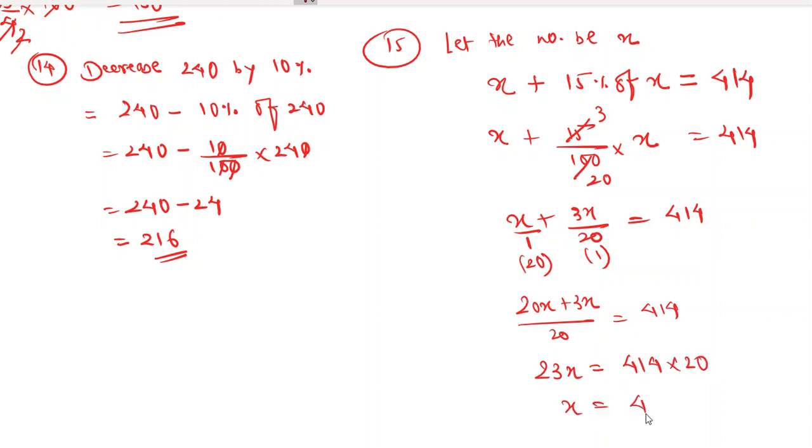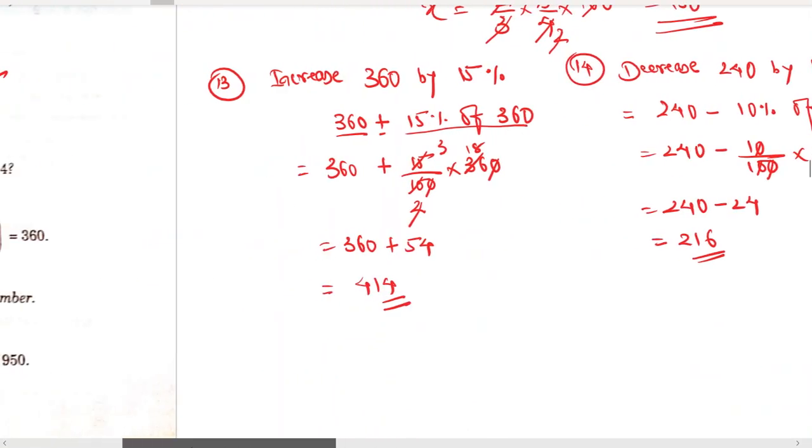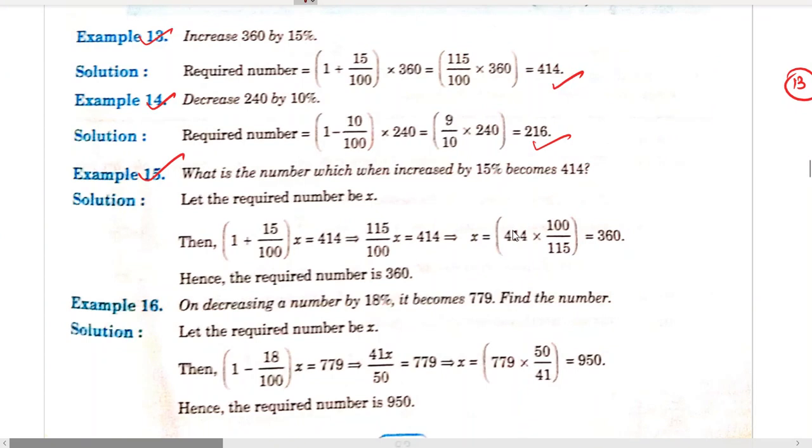So x is equal to 414 multiplied by 20 divided by 23. So we'll divide 414 by 23, and if you divide you will find it to be 18. 414 divided by 23 is 18, and 18 into 20 is 360. So basically your answer is 360. 360 is the number which when increased by 15% gives you 414. Okay, so that was question number 15. The answer is correct. Question number 16.